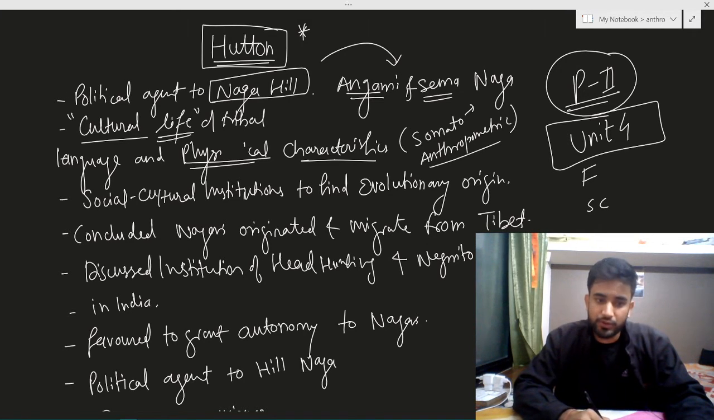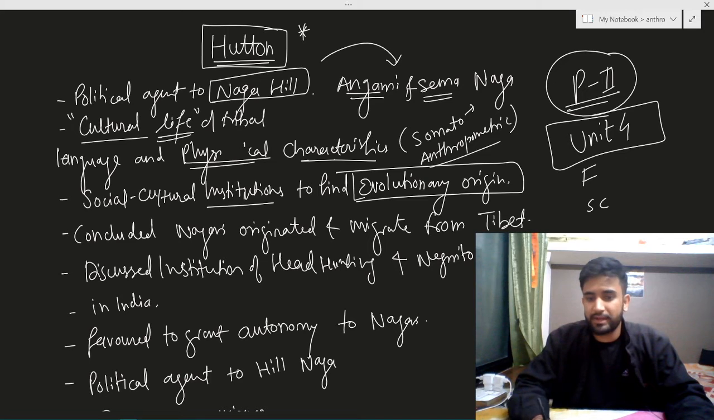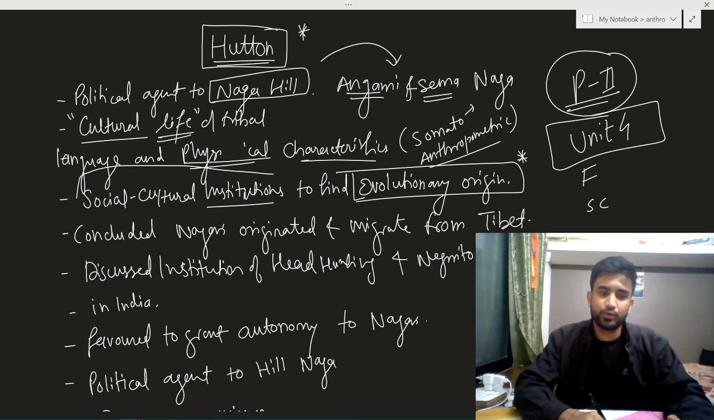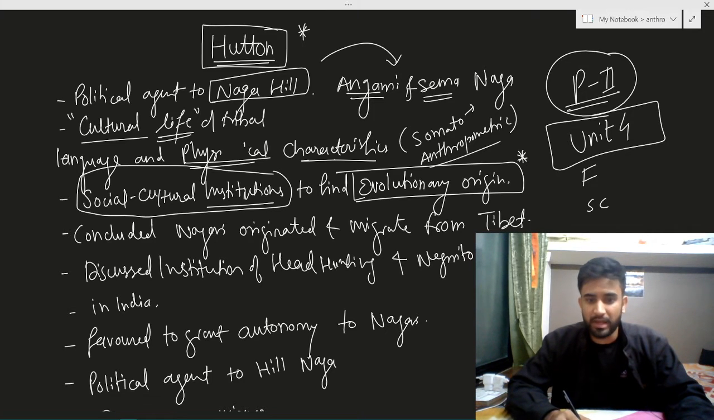Moving forward, he also studied the socio-cultural institutions to find their evolutionary origin. He was very much an evolutionist. What is evolution? From past to present, things were simple in the past and become complex as we move forward. So this change of a thing from simple to complex is basically evolution. He studied the social and cultural institutions to find the reason for the evolution.